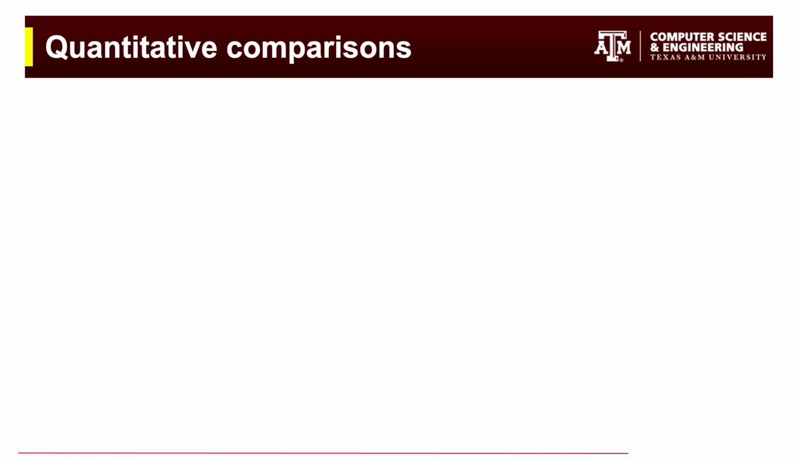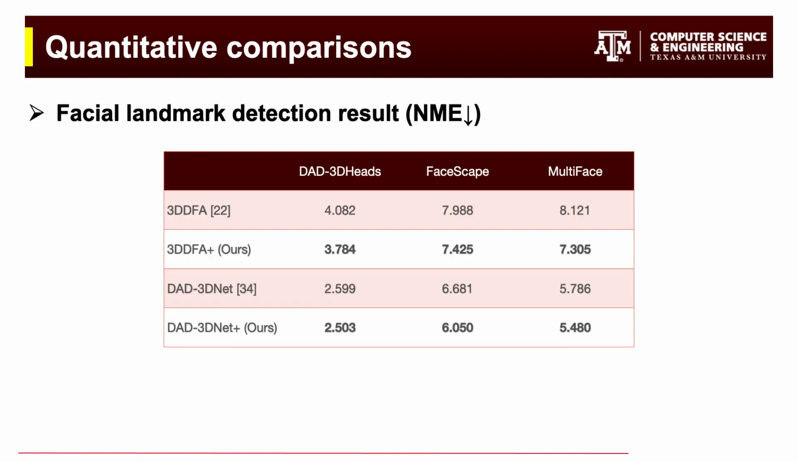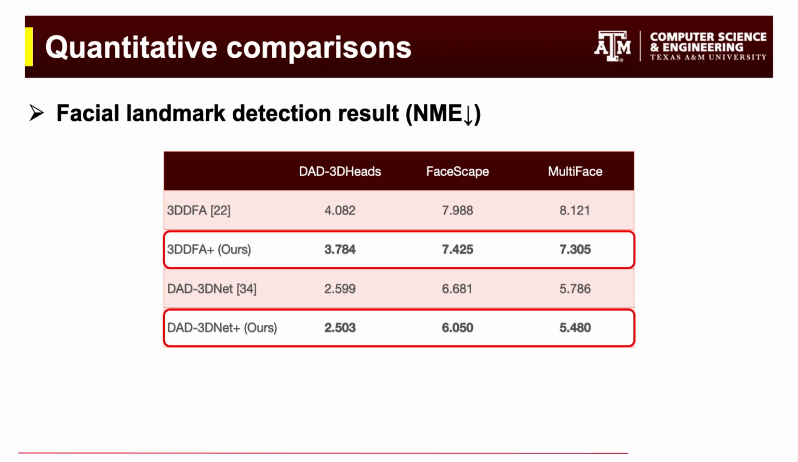Now, let's take a look at our results and comparisons against state-of-the-art methods. For quantitative comparisons, we calculate NME of facial landmark detection results on DAD 3D heads, FaceScape, and MultiFace, according to the results of 3DDFA, 3DDFA Plus, DAD 3DNet, and DAD 3DNet Plus. It is evident that after refinement, the new models achieve much better results than the baseline models.